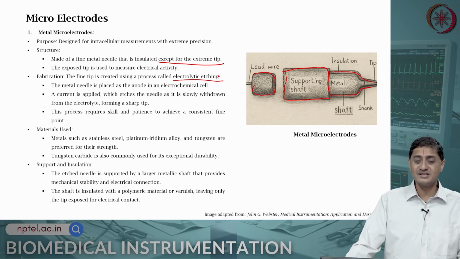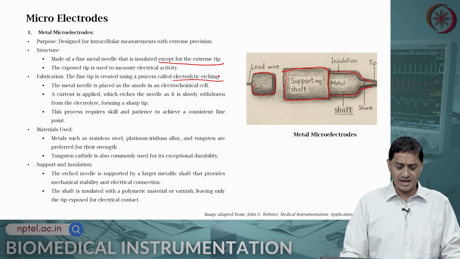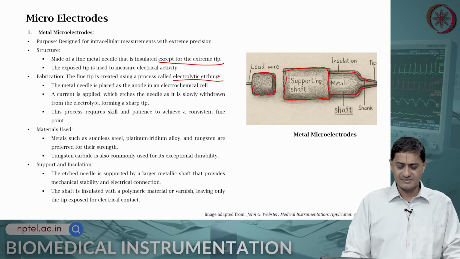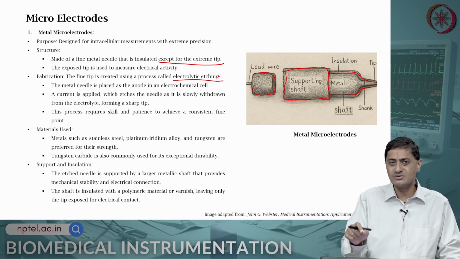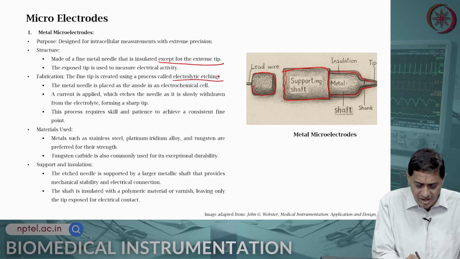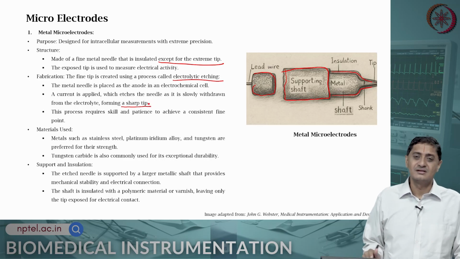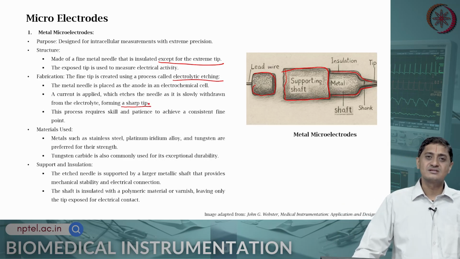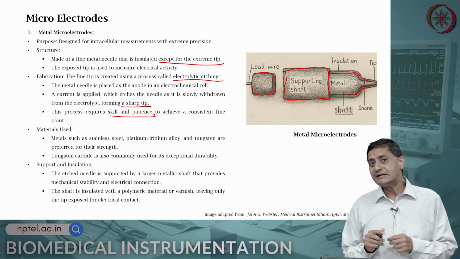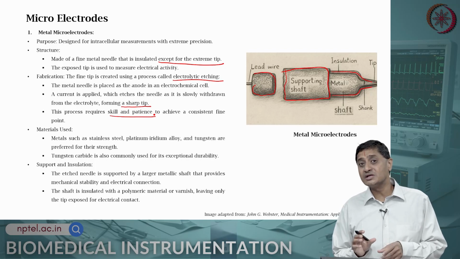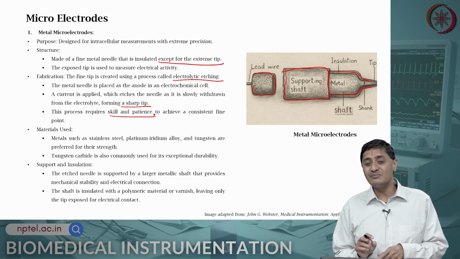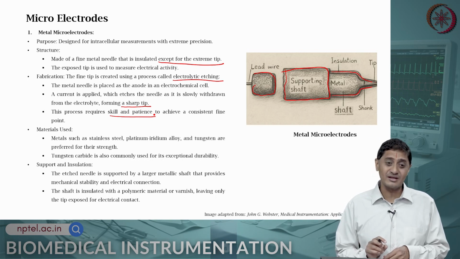Okay. So, essentially you place this metal needle as an anode in an electrochemical cell and a current is applied. This etches the needle as it is slowly withdrawn from the electrode. You slowly, gradually withdraw it, it becomes thinner and thinner, forming a really sharp tip. It is a process that requires an enormous amount of skill and patience to achieve. Critical to note is that no two electrodes at this scale is likely to be of the same dimensions or have the same characteristics. Why?